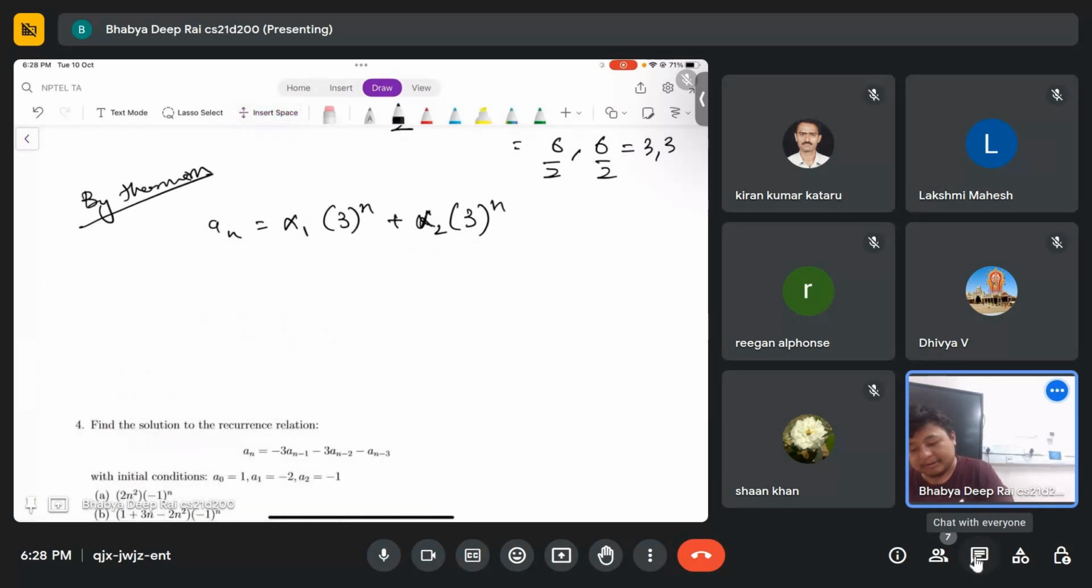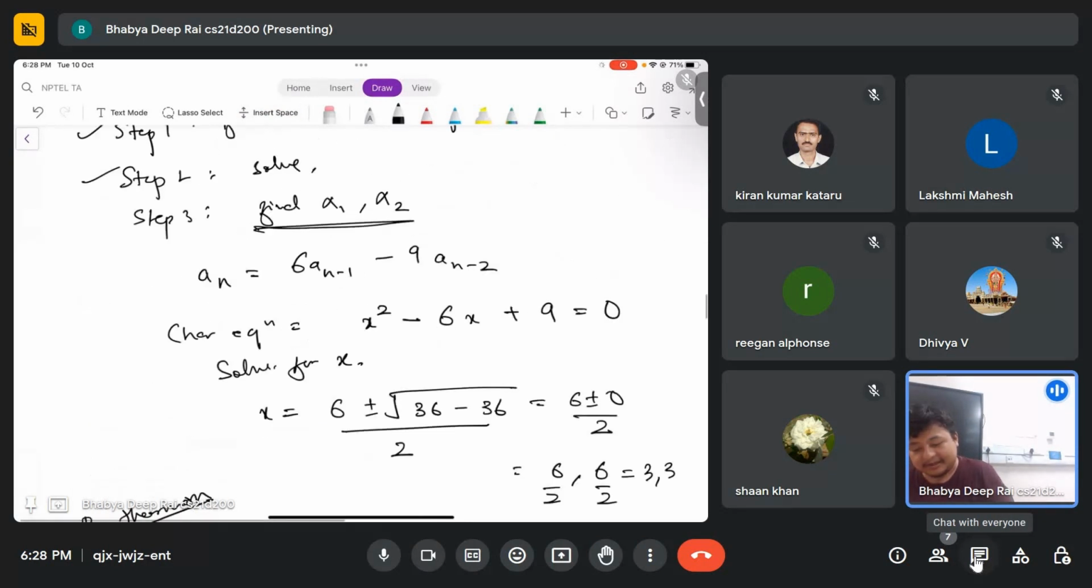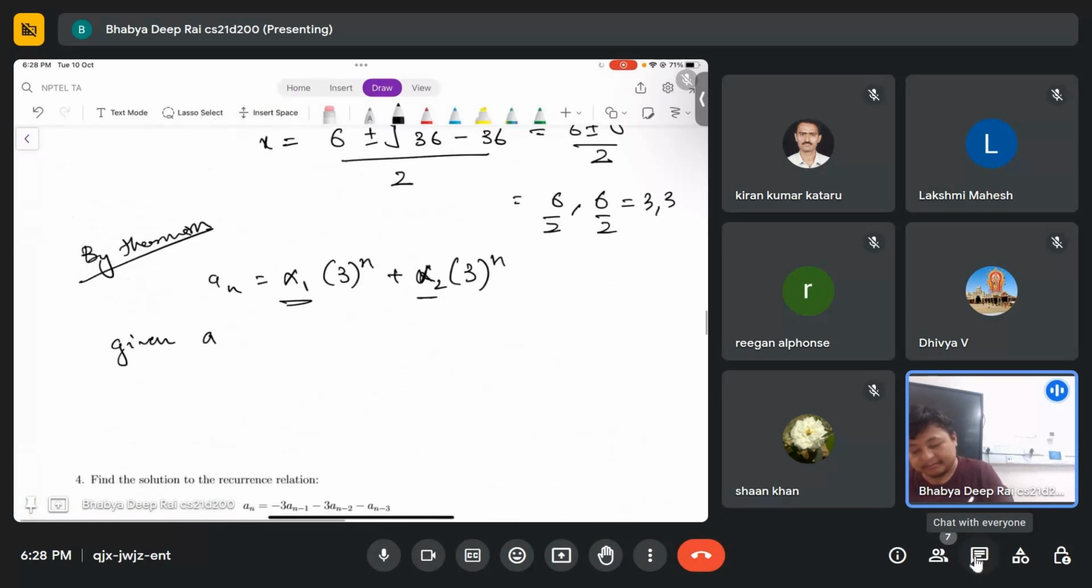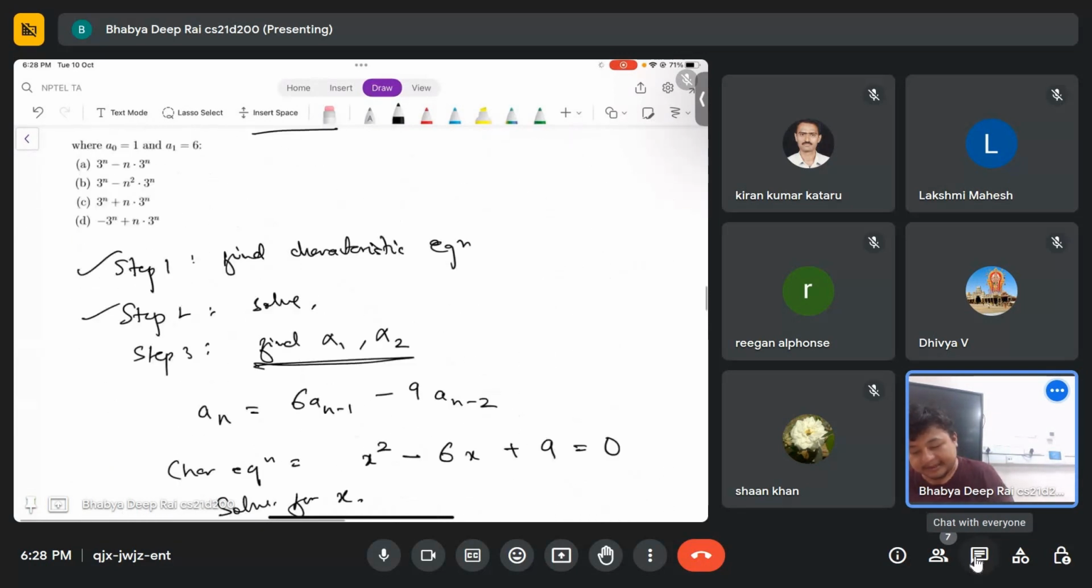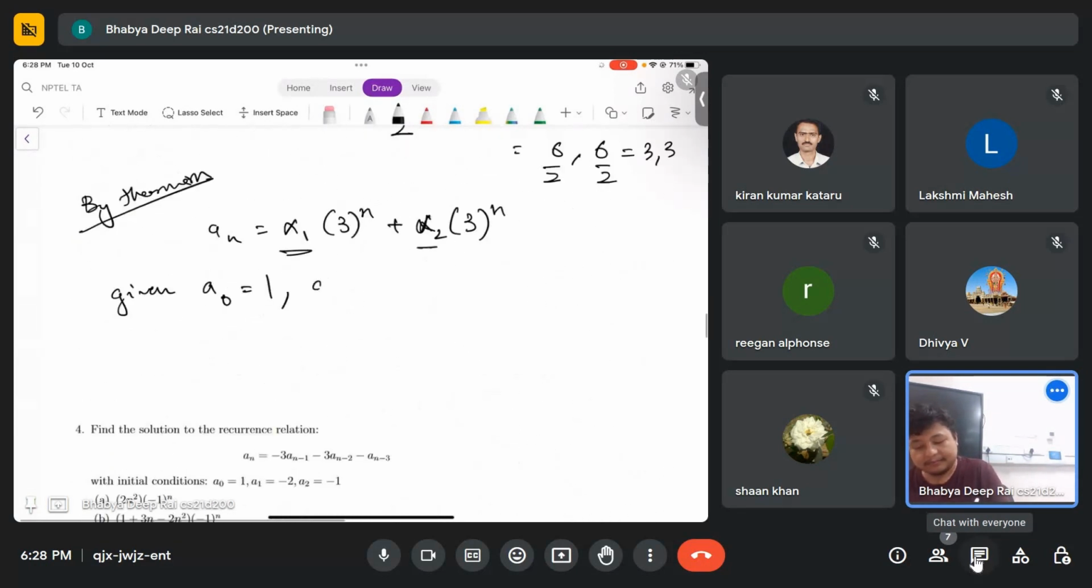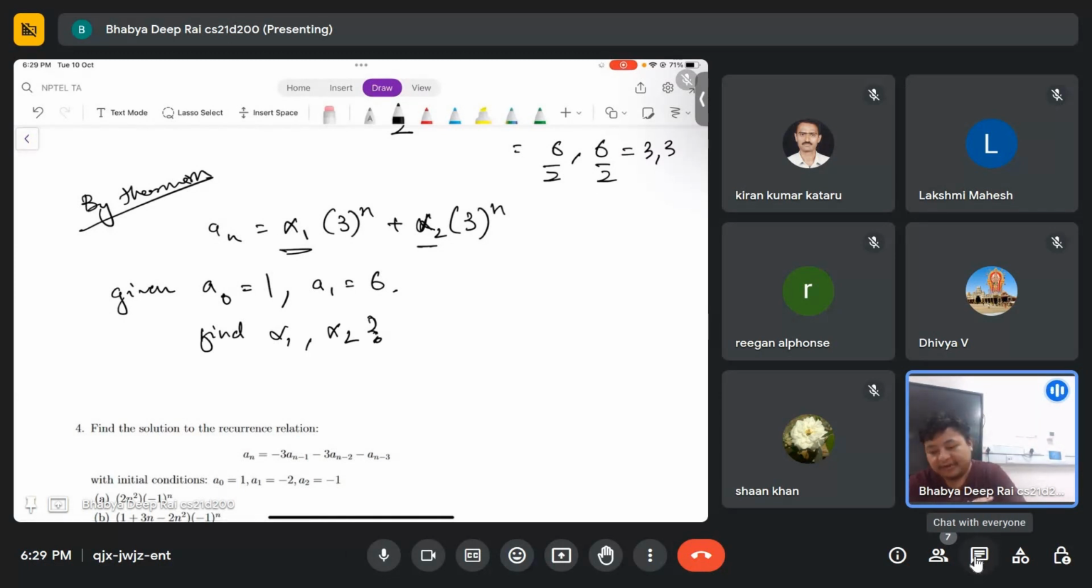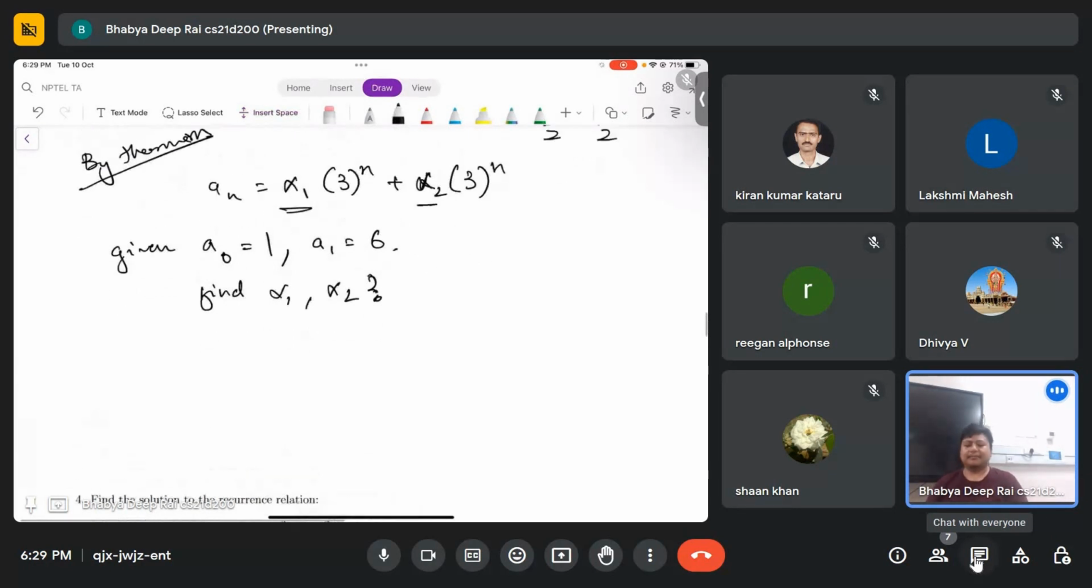Now you find alpha 1 and alpha 2, given a_0 equals 1 and a_1 equals 6. Then find alpha 1, alpha 2. So can you quickly do it? We need to use simultaneous equations for this.